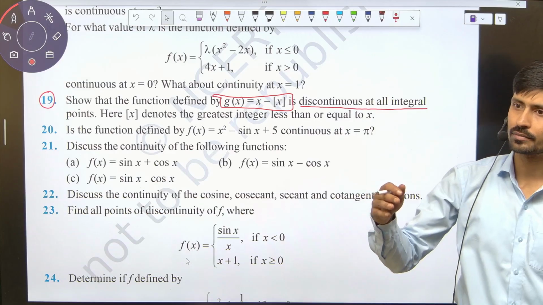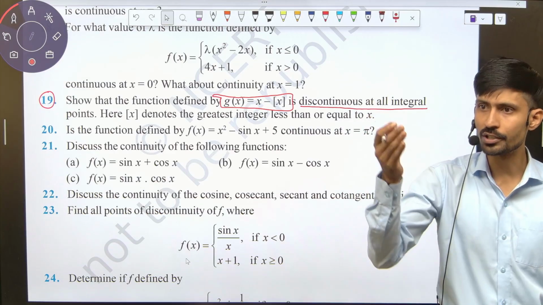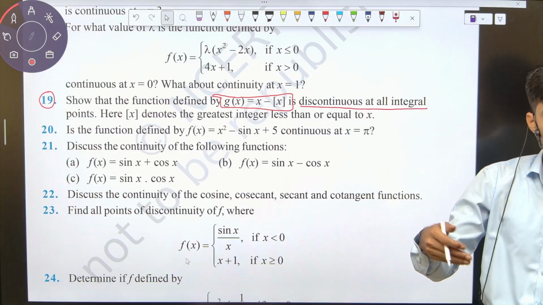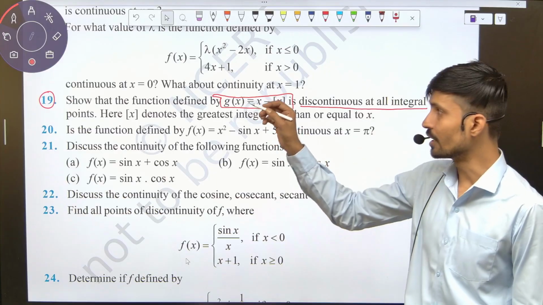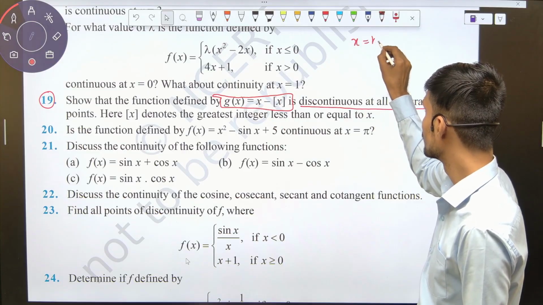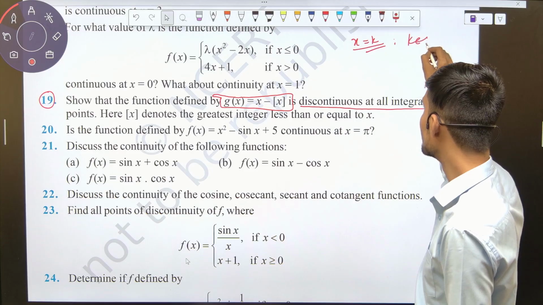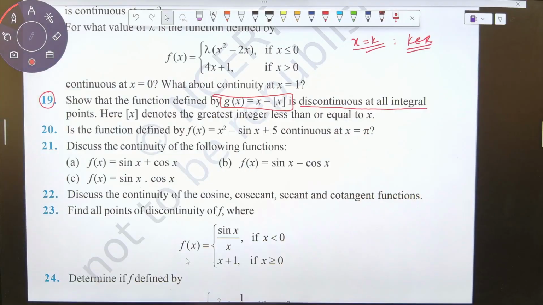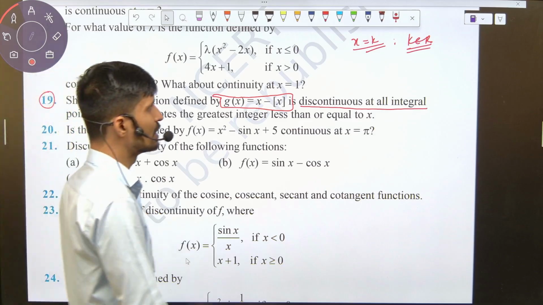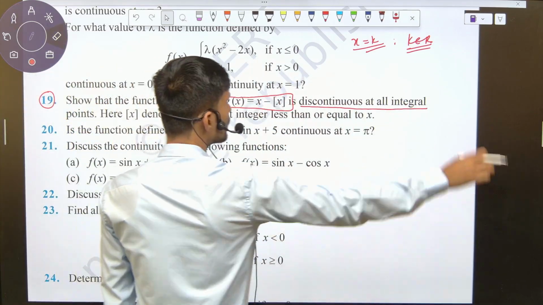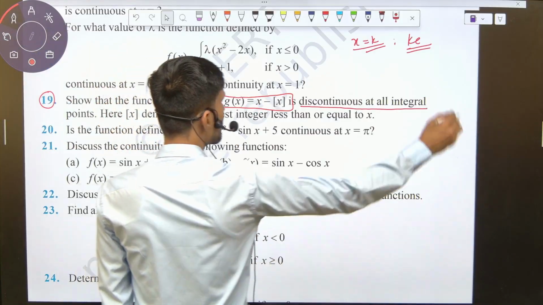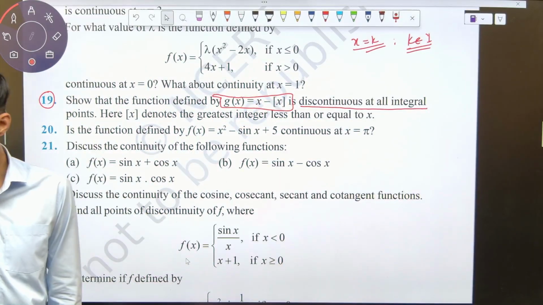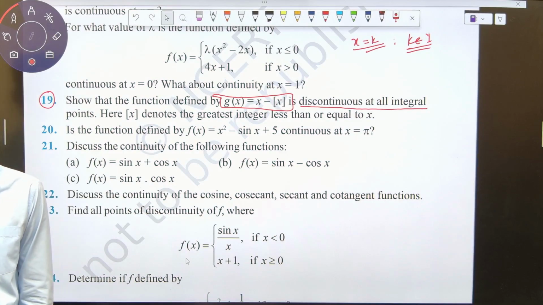So we cannot prove it separately for x equals 1, x equals 2, x equals 3. So how will I proceed? If I have to prove this is discontinuous for all numbers, I will start with x equals k. And what will I write here? k is any integer, not any real number, because here we are working on integers. Integers we write with the Z sign, or you can write with the I sign also.